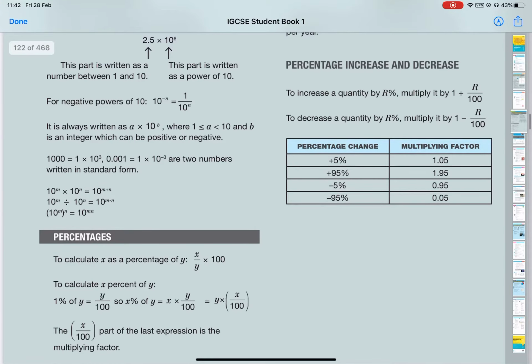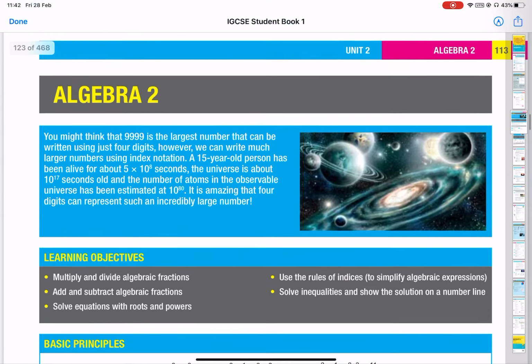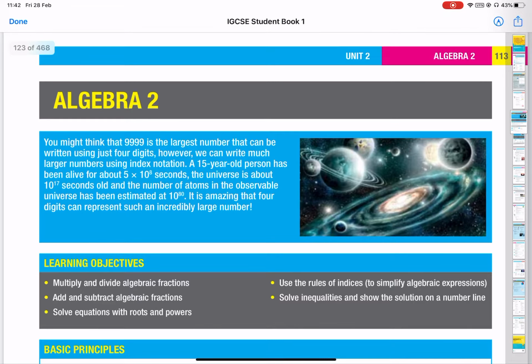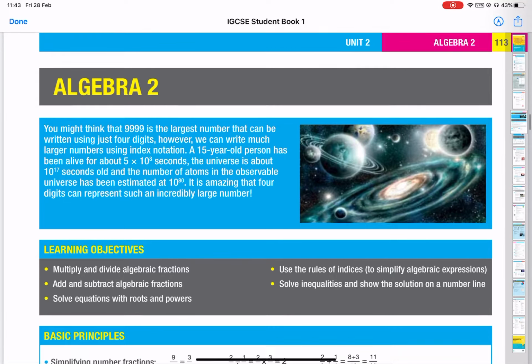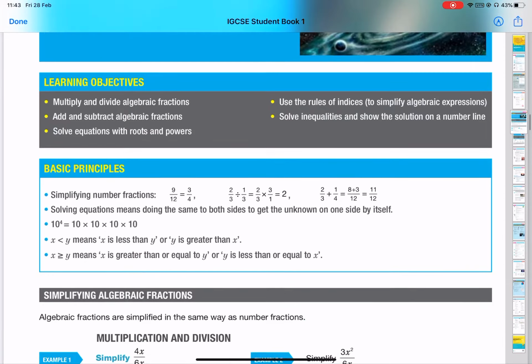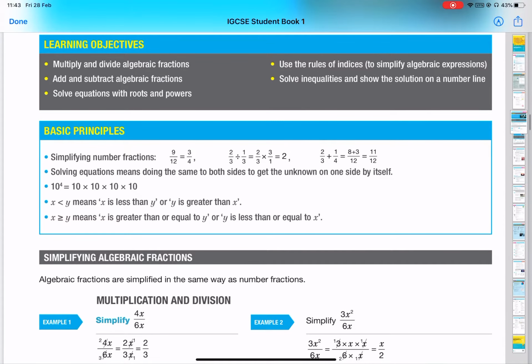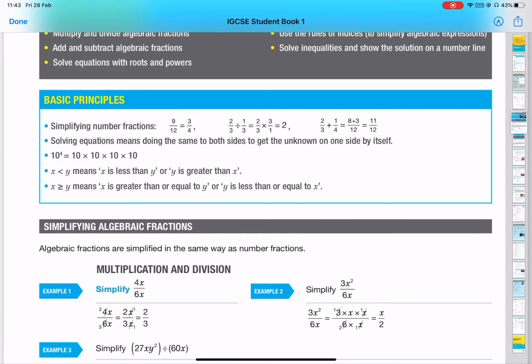We've just finished percentages, so we're moving on through the book. The next chapter is a really meaty chapter. It's got loads of different stuff in there, and it's all about algebra. It's a very, very important chapter that we need to get really, really into.